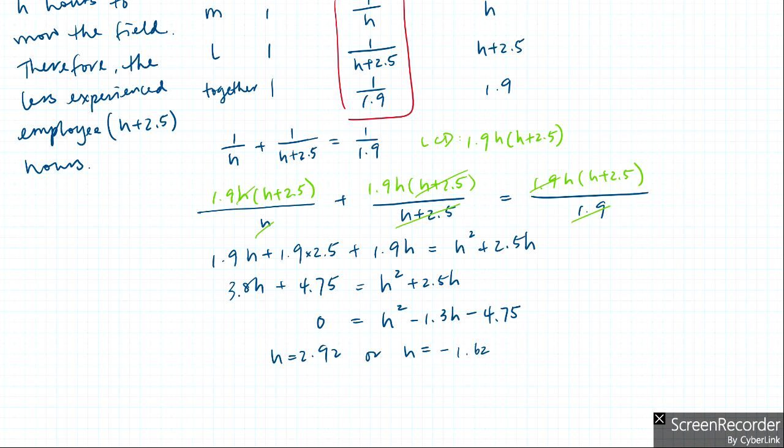Based on our context, we know that H defines the number of hours, so the negative answer is an extraneous solution, because we can't make sense of it in this context. Given that, we know H is equal to 2.92 hours, and therefore for the less experienced employee, H plus 2.5 is equal to 2.92 plus 2.5, which is equal to 5.42 hours.